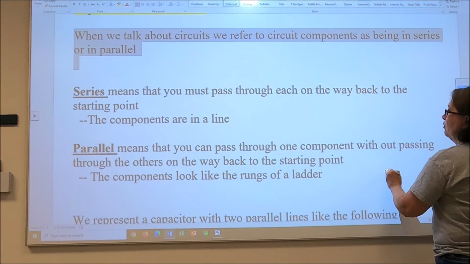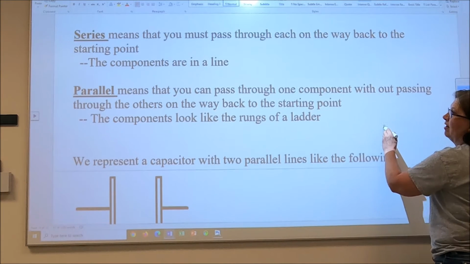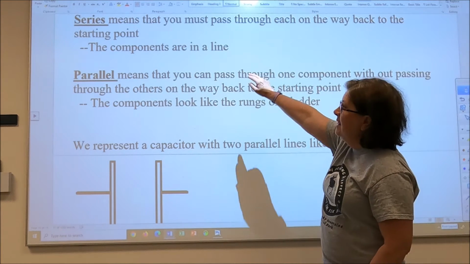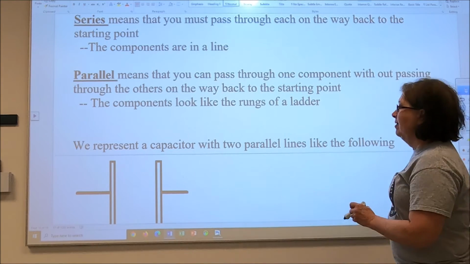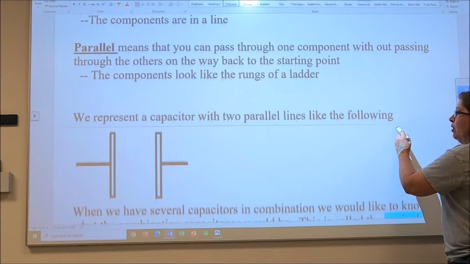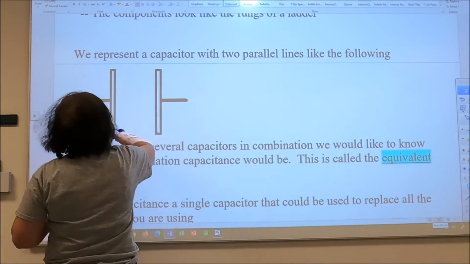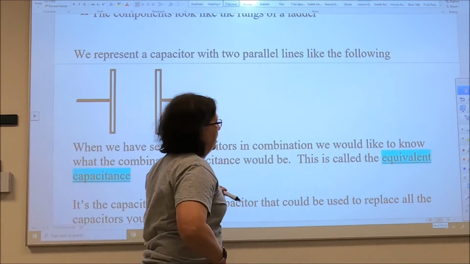Parallel means that you can pass through one component without passing through the other on the way back to the starting point. So they look like the rungs of a ladder. They're side by side. So series is in a line, parallel side by side. Now, we're going to represent capacitors with parallel lines and lines coming in.